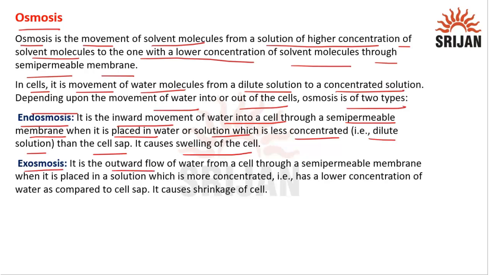Exosmosis. It is the outward flow of water from a cell through a semi-permeable membrane when it is placed in a solution which is more concentrated, that is, has a lower concentration of water as compared to the cell sap. That means we know that the concentrated solution will have a lower concentration of the solvent. It causes shrinkage of the cell.